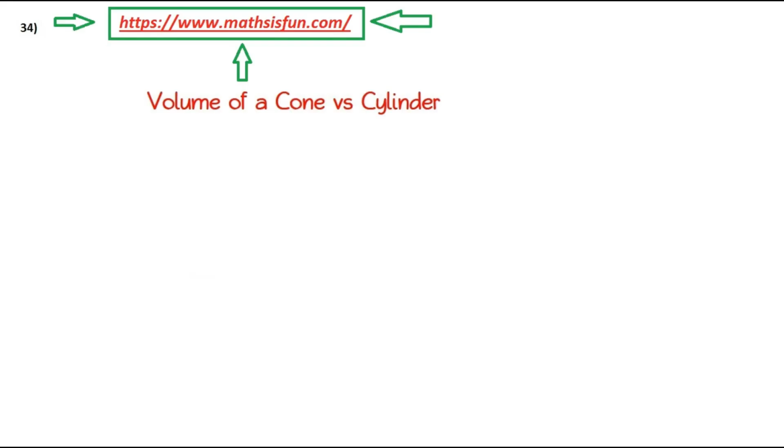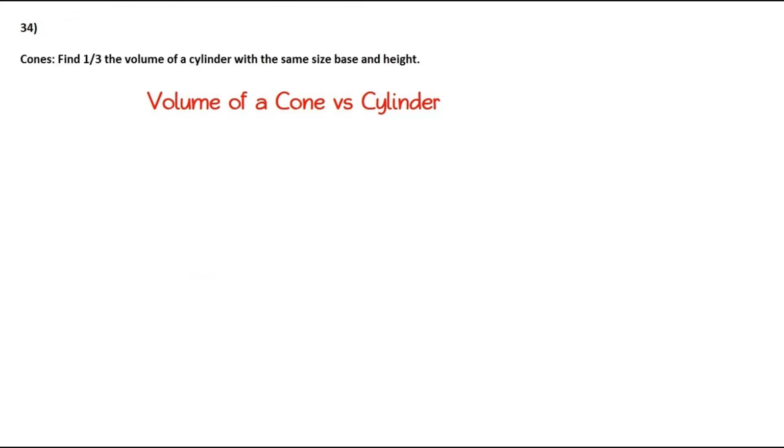Alright, so with number 34, we're looking at the comparison between the volume of cones and finding the volume of pyramids. I've gone to one of my favorite sites, mathsisfun.com, and we're looking at the volume of a cone versus the volume of a cylinder. So let's look at just the cone first. A cone is 1/3 the volume of a cylinder with the same size base and the same height. So basically we're taking just 1/3 of a cylinder and you have the volume of a cone.